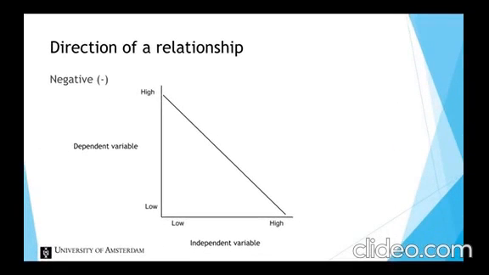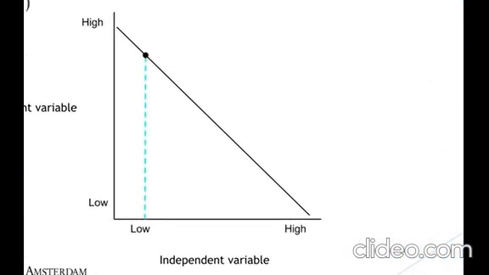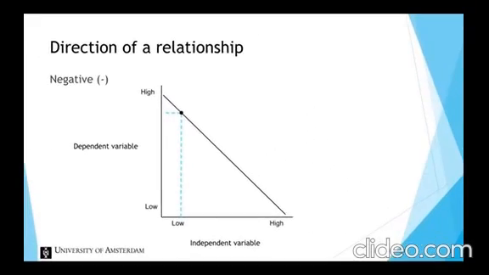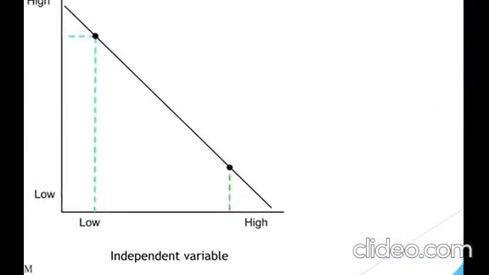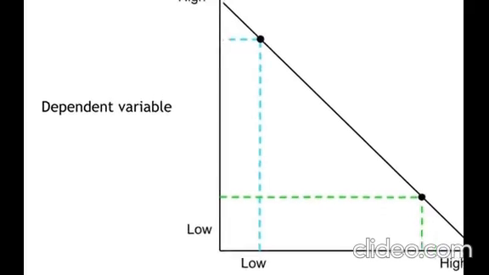A negative relationship implies that low values on the independent variable are associated with high values on the dependent variable, and high values on the independent variable are associated with low values on the dependent variable.